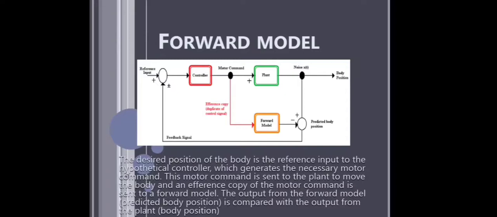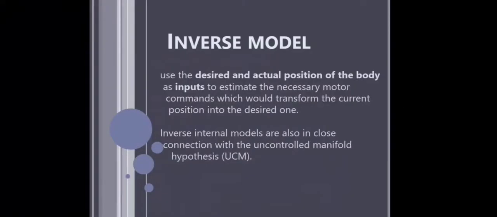Okay. So here, as a forward model, feedback happens. It is a closed loop. It is complex and works on the output and modifies it. Okay. So the inverse model.